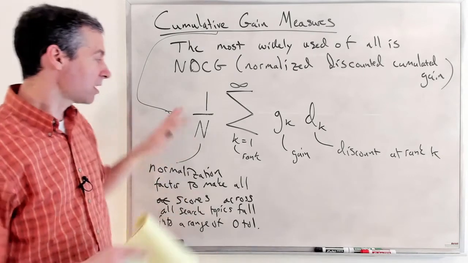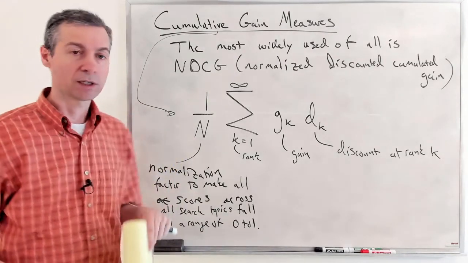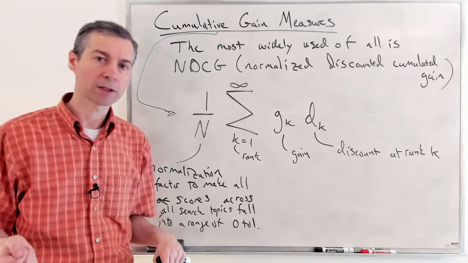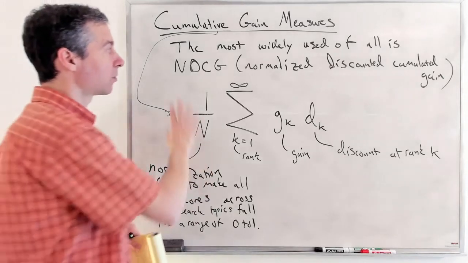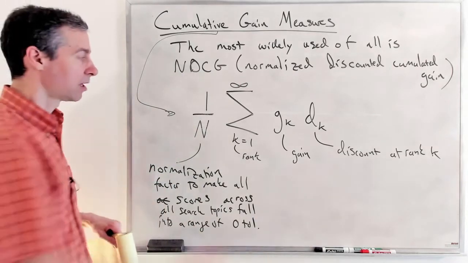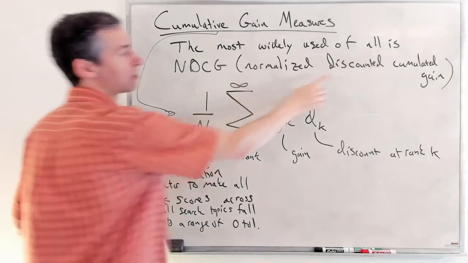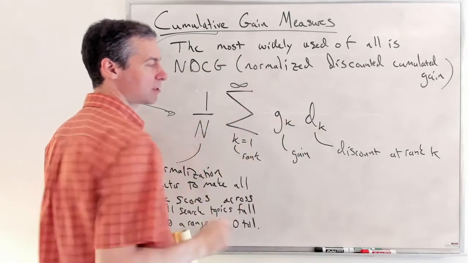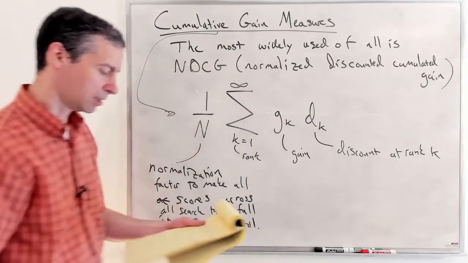So we tend not to normalize time-biased gain, although in the paper we talk about how that could be possible. Whereas NDCG is very frequent, is almost always normalized. If you didn't, it's just discounted cumulative gain. So we're just going to sum up the gains and discount them as we go down.